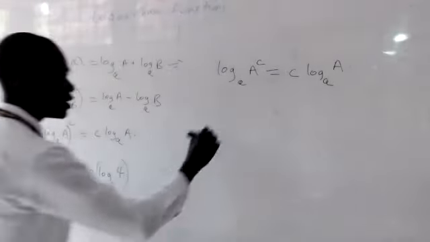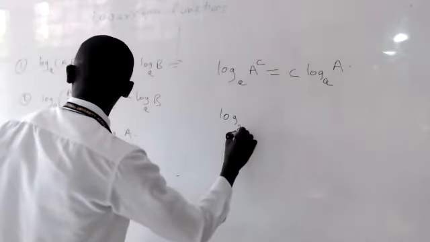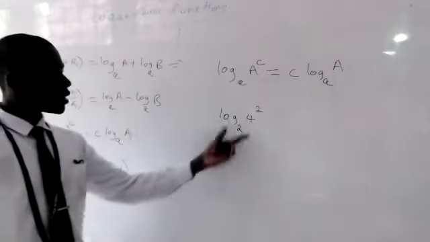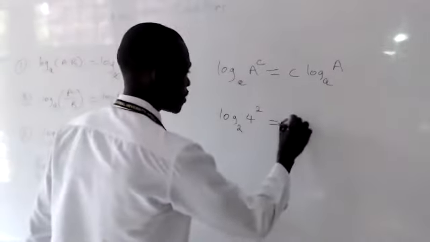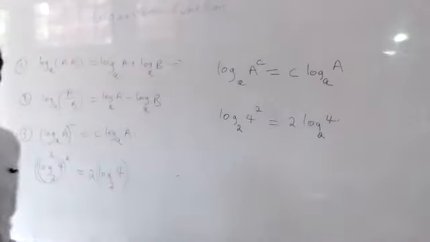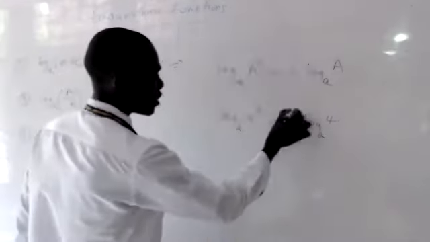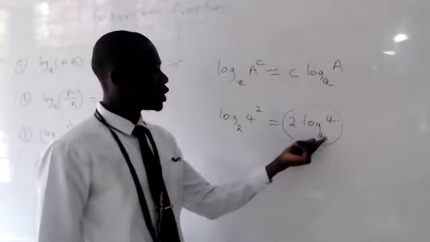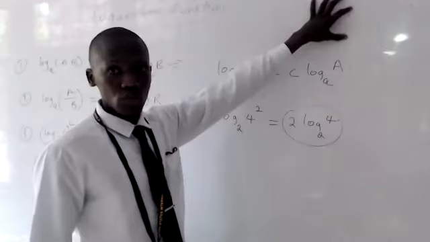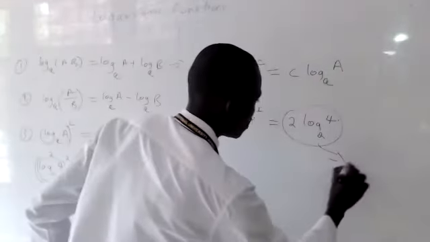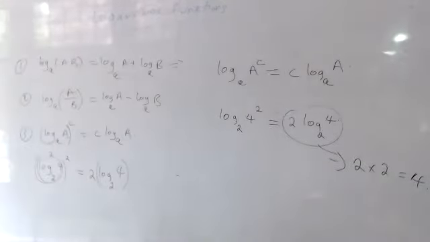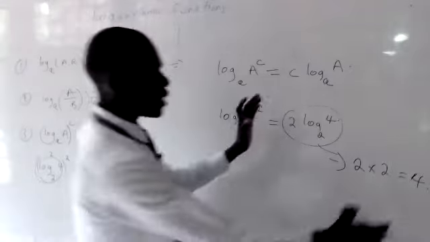So suppose I had, in our example, log to the base 2 of 4 squared. Let us see. The law tells us that this should give us 2 times log to the base 2 of 4. On the right-hand side, we already know the log to the base 2 of 4; we just found previously that it is 2. So on the right-hand side, we have 2 times 2, which gives us 4. Is everyone okay on the right-hand side?